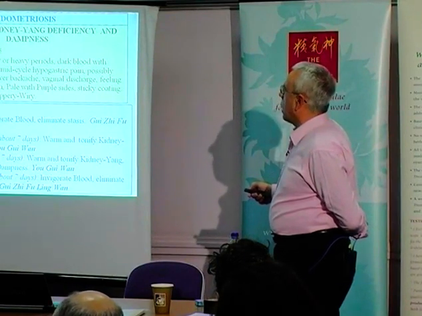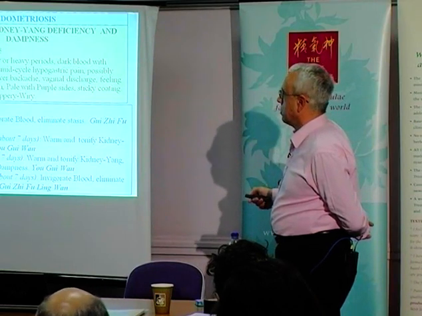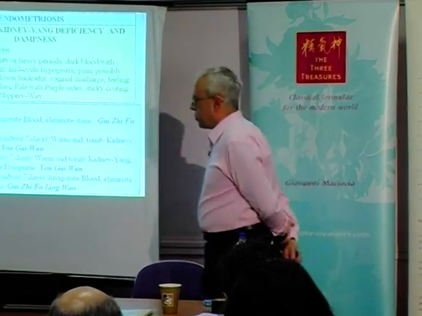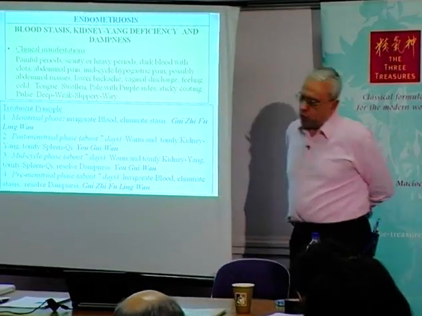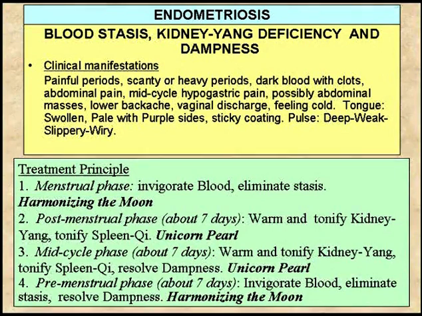Phase two, tonify kidney yang with unicorn pearl. Phases two and three, tonify kidney yang with unicorn pearl. Phase four, you go back to harmonizing the moon. So if the period is normal or scanty, you use harmonizing the moon in phases four and one. If the period is heavy, in phase four, you use harmonizing the moon. In phase one, invigorate blood and stem the flow.